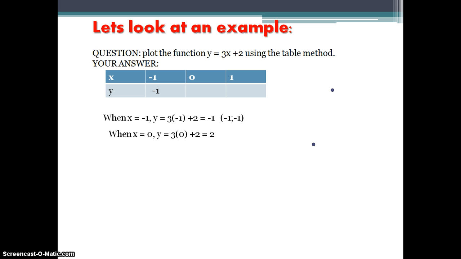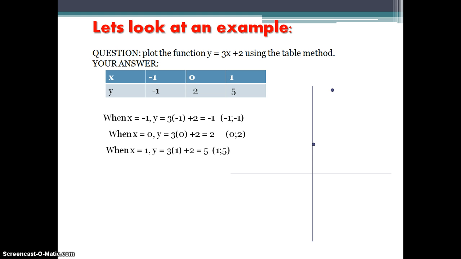When x is 0, y equals 3 times 0, which is 0, plus 2, which is 2. That is the value of y when x is 0. We put that into our table, and our new coordinate is 0 and 2. When x is 1, y equals 3 times 1, which is 3, plus 2 is 5. Put that in our table, and our coordinate is 1 and 5.